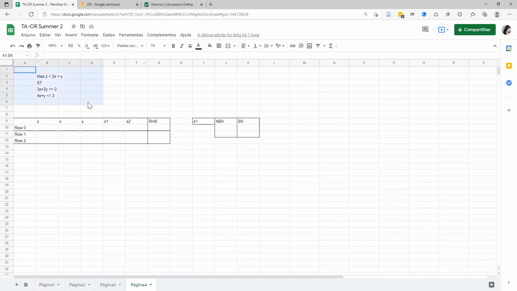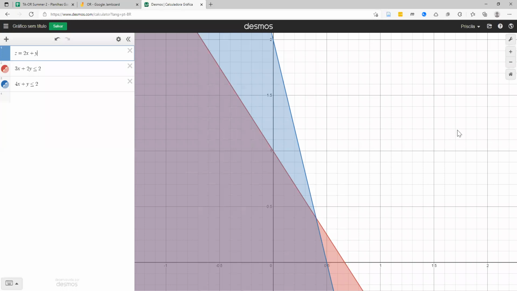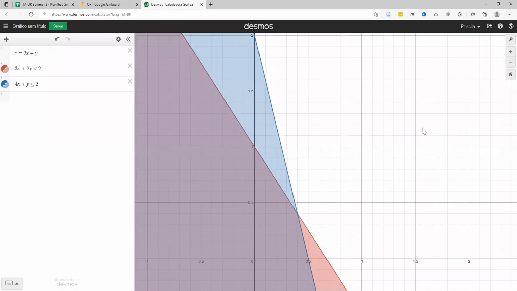This is the problem. I want to maximize z, where z is equal to 2x plus y, subject to 3x plus 2y less than or equal to 2, and 4x plus y less than or equal to 2 also. So here is the graph for this problem.